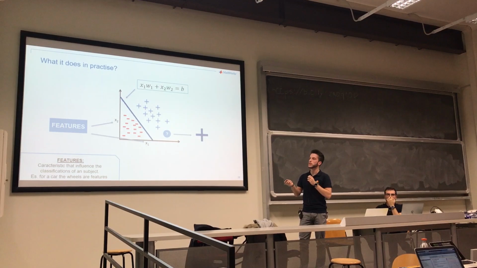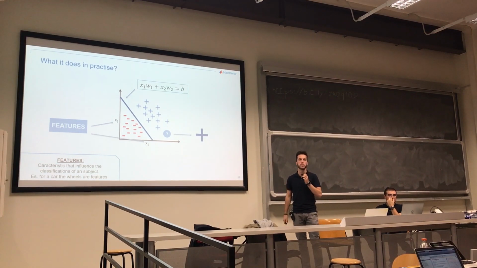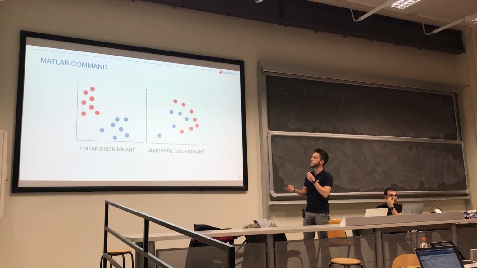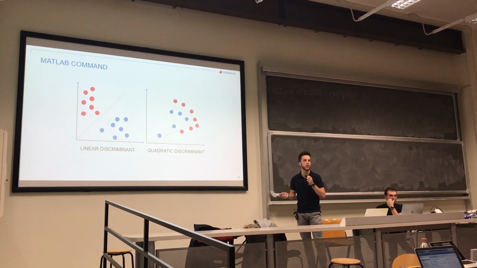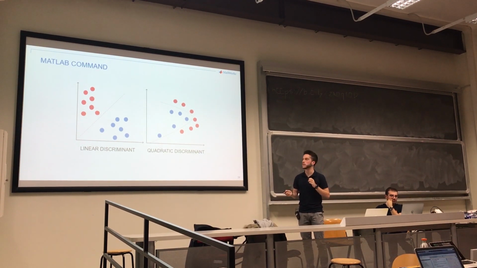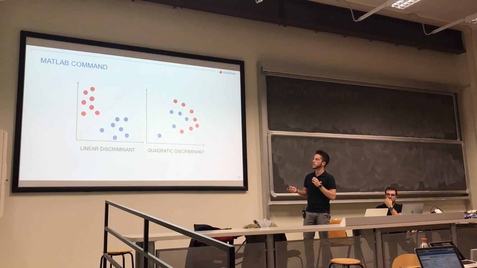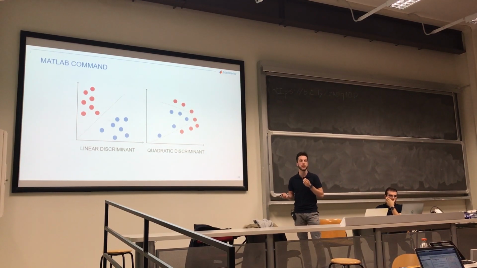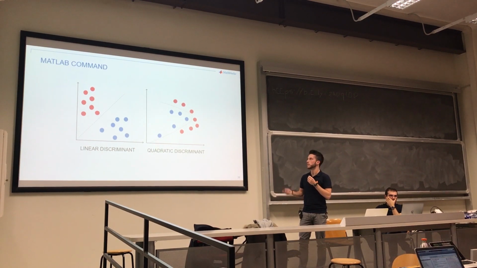But this is not the only type of machine learning approach. We have, in fact, this is actually the command of MATLAB to use these different types. Linear discriminant is the perceptron, as you can see, and the quadratic discriminant is more complex, but can perform a most complex differentiation of this space, of course, as you can see.